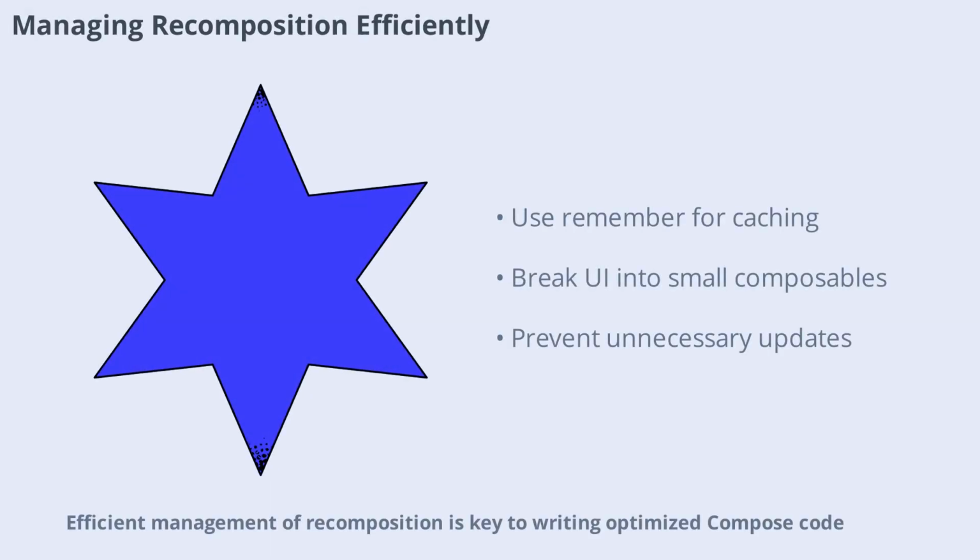Efficient management of recomposition is key to writing optimized Compose code. One important tip is to use remember to save computed values, preventing costly recalculations. For example, expensiveCalculation can be stored with remember, so it's only computed once and reused across recompositions. Limiting the scope of recomposition by breaking complex UIs into smaller composables also helps isolate state changes and avoid unnecessary updates. These strategies ensure your app remains fast and responsive, even as it grows in complexity.